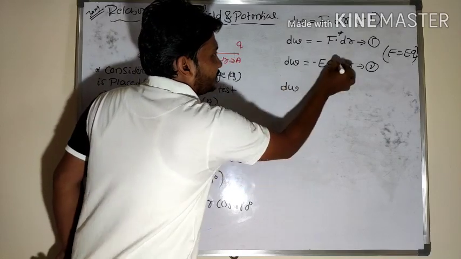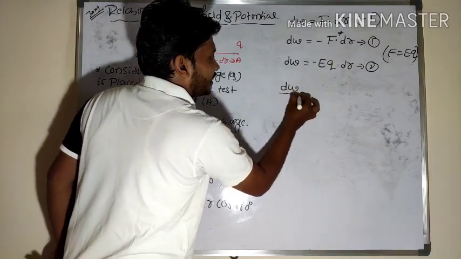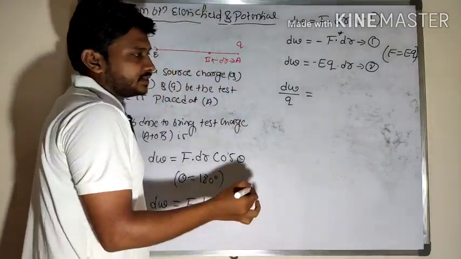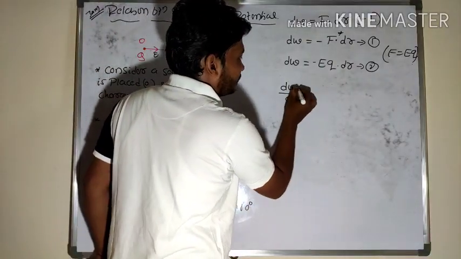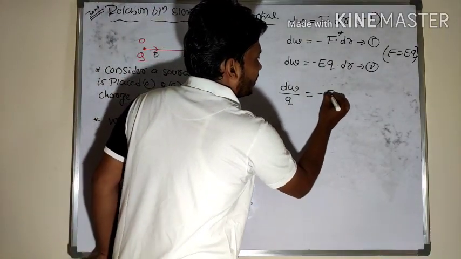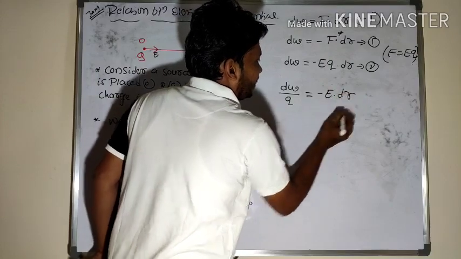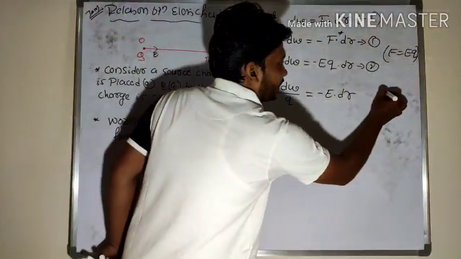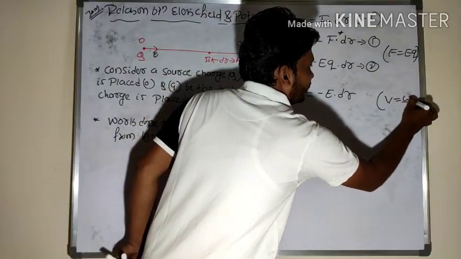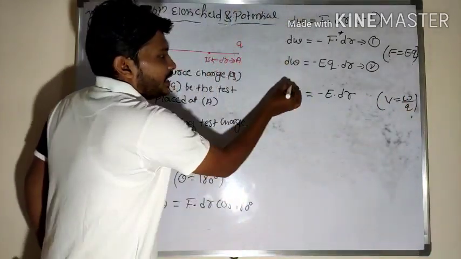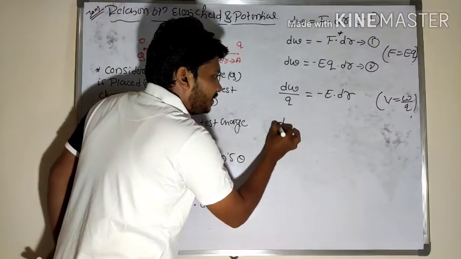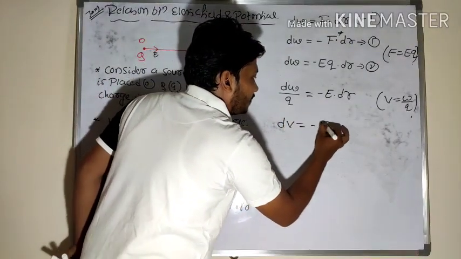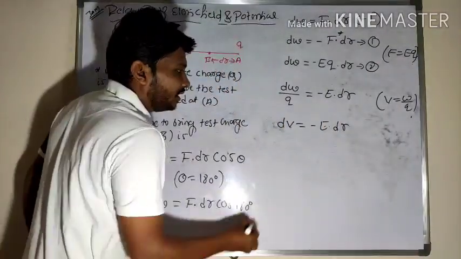Next, let me rearrange. This Q term I will take to the left side. So dW by Q is equal to what? Minus of E into d of r. From the concept of electrostatic potential, V is equal to W by Q. So dW by Q, shall I write it as dV here? So dV is equal to minus of E into d of r.